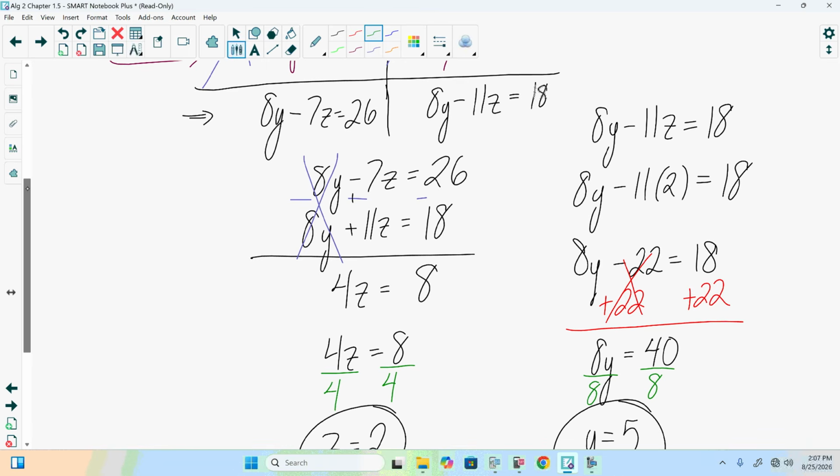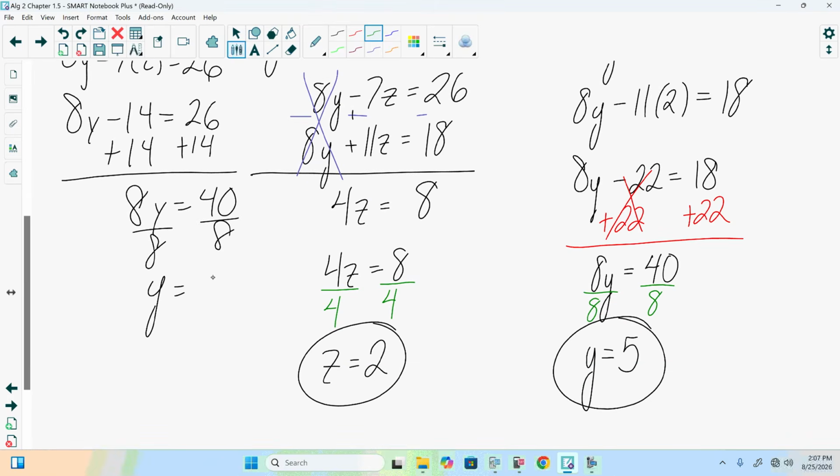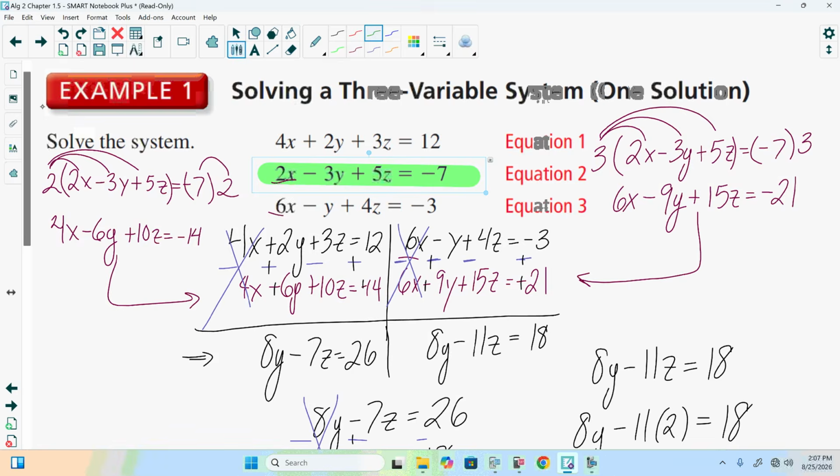Now, we didn't have to do that one. I would not write this because we need the space. But we could say 8y minus 7 times 2 is 26. That'd be minus 14. Add 14. Divide both sides by 8. Y is still 5. That's why I said it didn't matter which one we pick. It will still give us the same value. That kind of makes sense how we got there? Yeah, you're welcome.